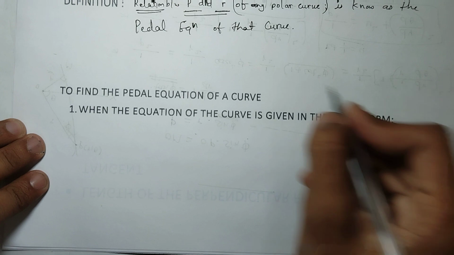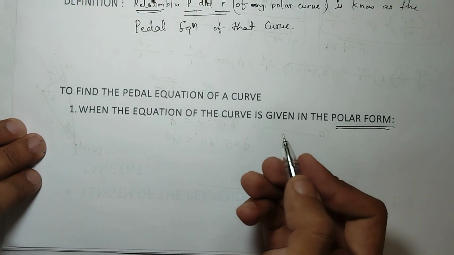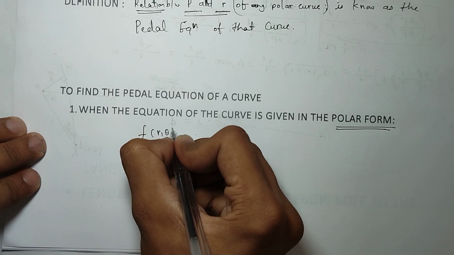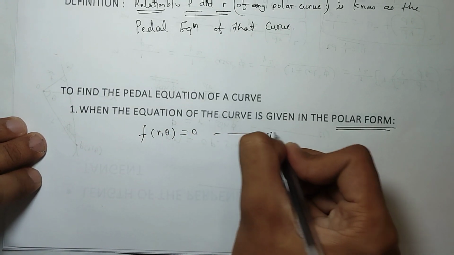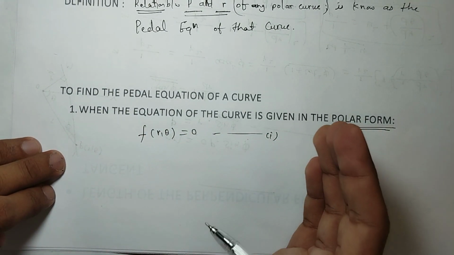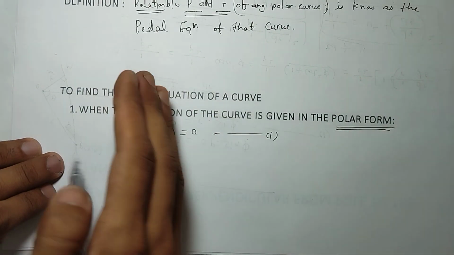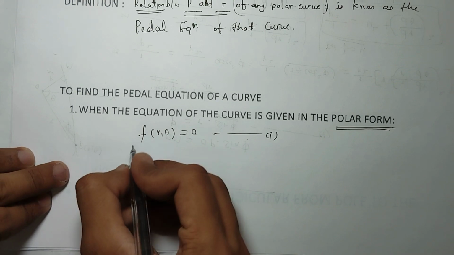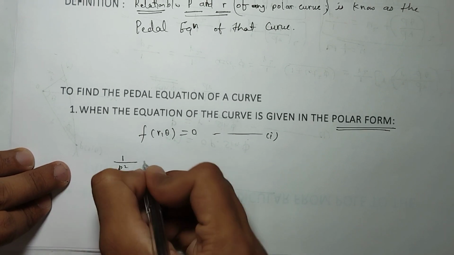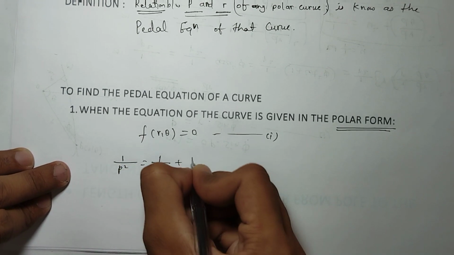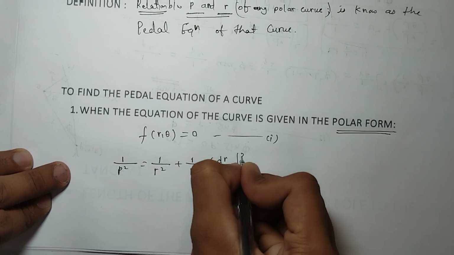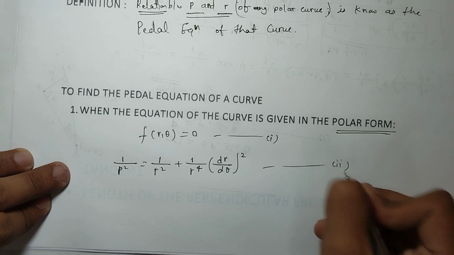यदि हमें कर्व पोलर फॉर्म में दिया हुआ है, सपोज हमें कर्व दिया हुआ है f of r, theta equal 0. This is our given curve, and we know the relation between p and r and theta we derived in the previous slide. Then 1 upon p square equal to 1 upon r square plus 1 upon r to the power 4 into (dr upon d theta) whole square. Okay, this is our equation second.